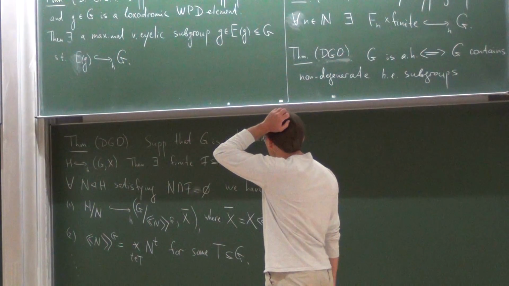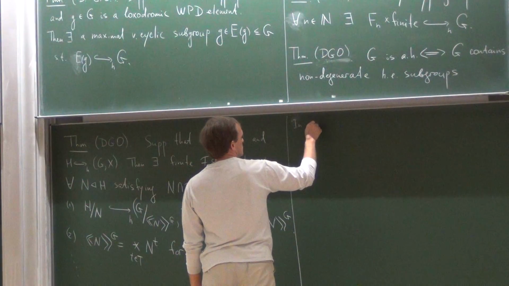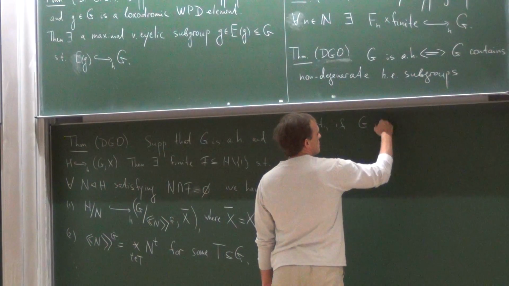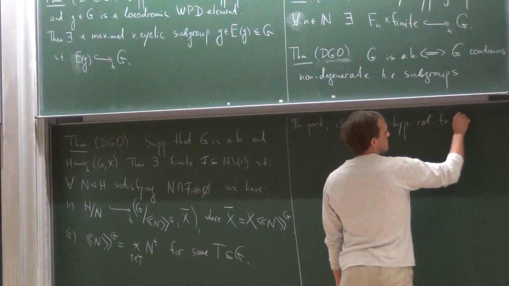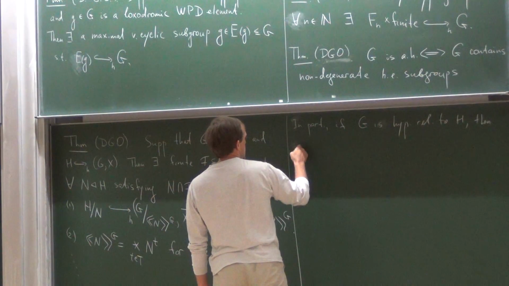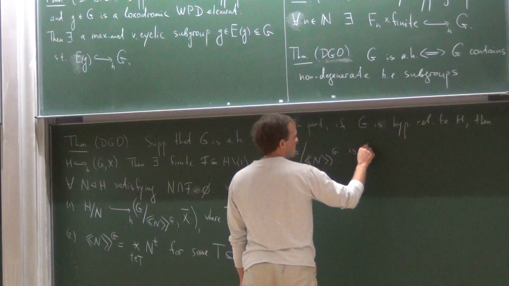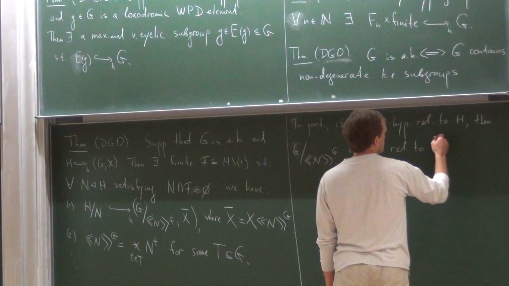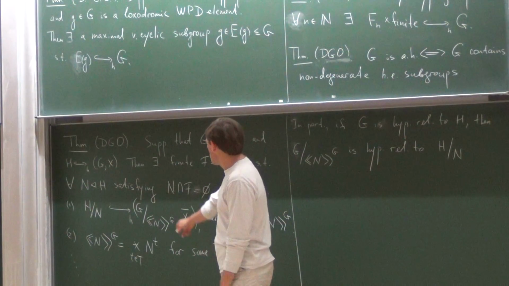So in particular, if G was hyperbolic relative to H, then G modulo the normal closure of N is hyperbolic relative to H mod N. Right? Why? Because of the first statement.